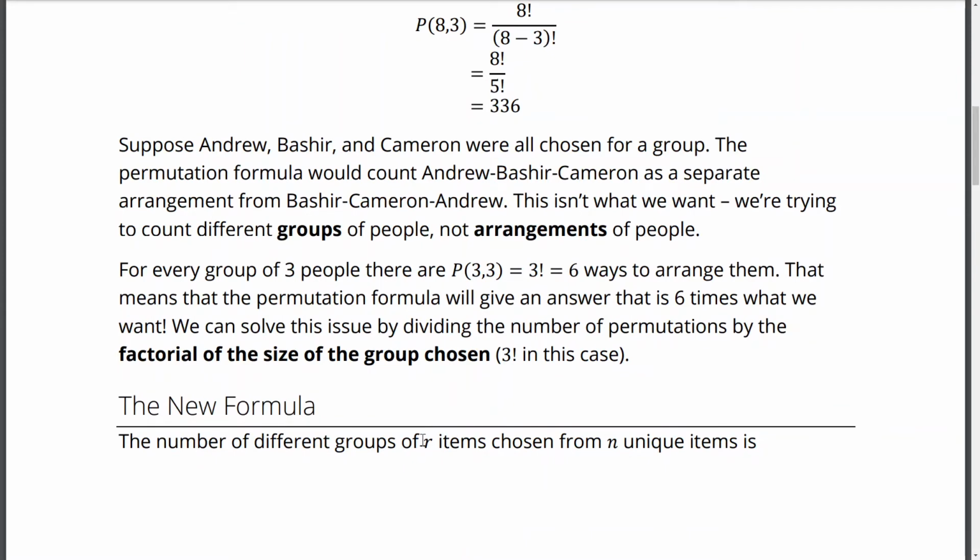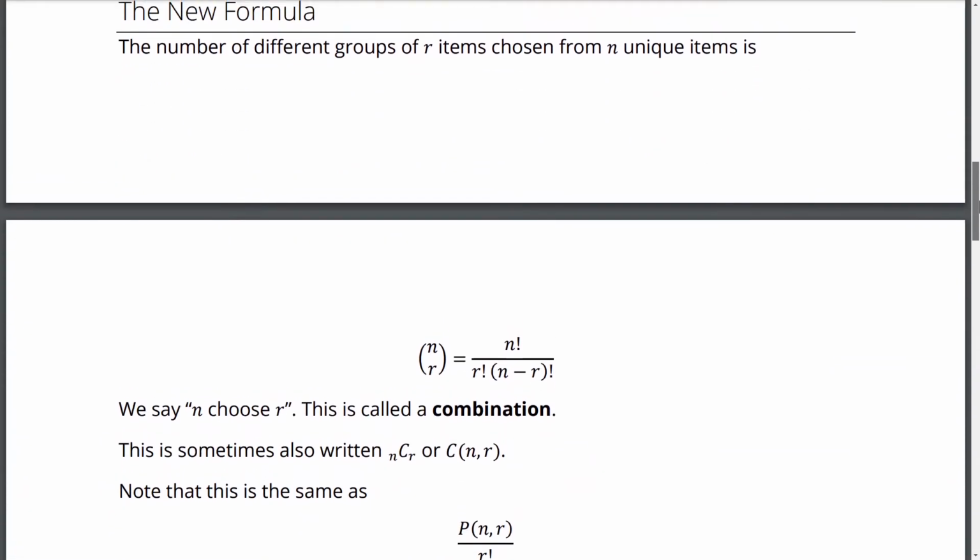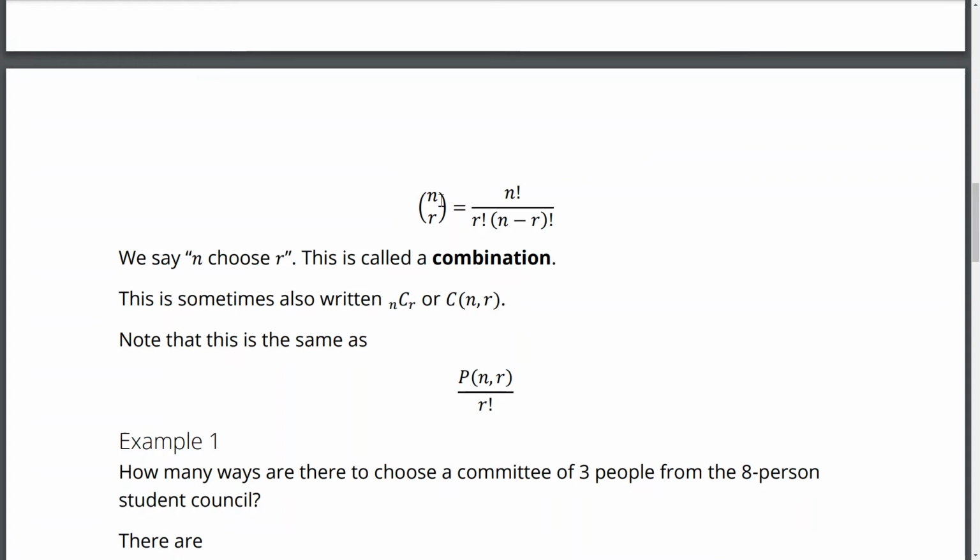So the number of different groups of R items chosen from N unique items, so that would be like 3 people chosen from 8 people, is the following. Let me just scroll a little bit here. So we read this here as N choose R. It looks kind of like a fraction with no line in between. The one number is written above the other number, and you have to put these brackets around it. So it's sort of tall looking, skinny brackets. That's N factorial on the top, the number of items you're choosing from. And on the bottom you have R factorial, that's the number of items chosen. In our last example that was 3 factorial. And then N minus R factorial.